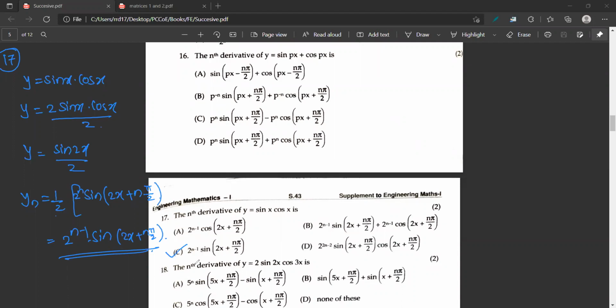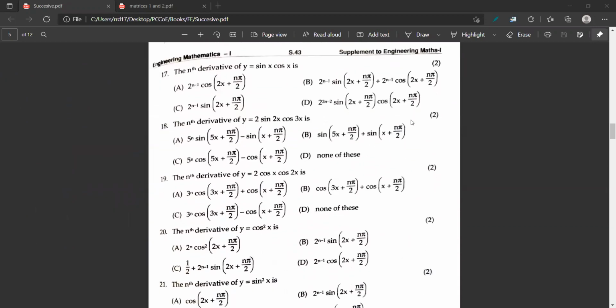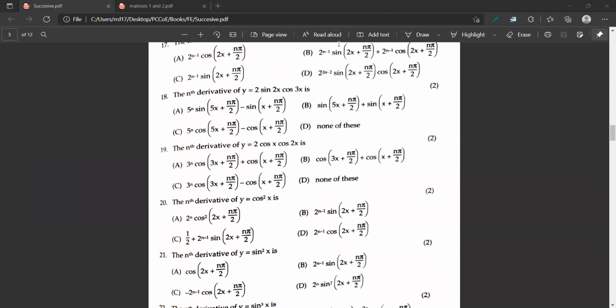Yes, sir. Okay, fine. Now let's go to the 18th one, the next one. The nth derivative of 2 sine 2x into cos 3x. So y is equal to, it is given that, 2 sin 2x into cos 3x. Now you should know what is 2 sin a cos b.